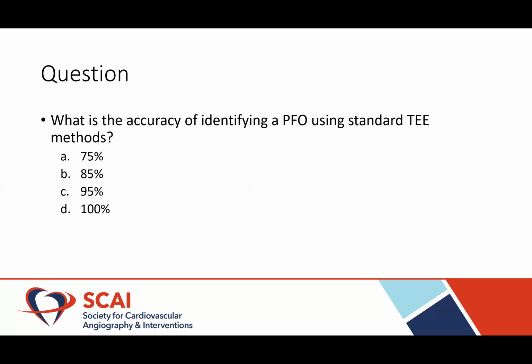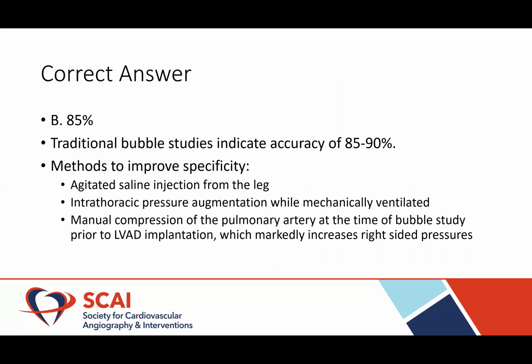So a question for our audience is, what is the accuracy of identifying a PFO using standard TEE methods? A, 75%, B, 85%, C, 95%, or D, 100%? And our correct answer is B, 85%.